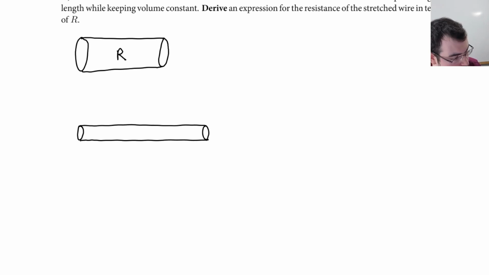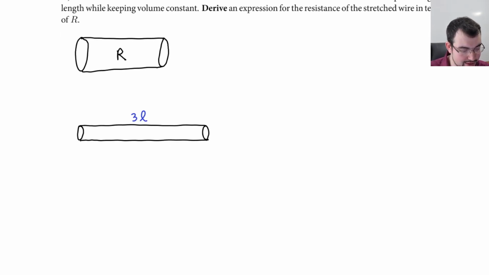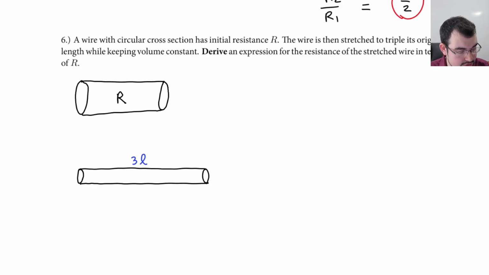So that's why I say this is a weird problem, or there's a weird twist to it. It's actually a lot more realistic than some of the others, because you can't just create extra volume if you're stretching it. So it's going to do something to the area. And we actually have to use our old friend from the I = nevA derivation: what is volume? So volume, which is constant, is going to be the area of the resistor times its length.